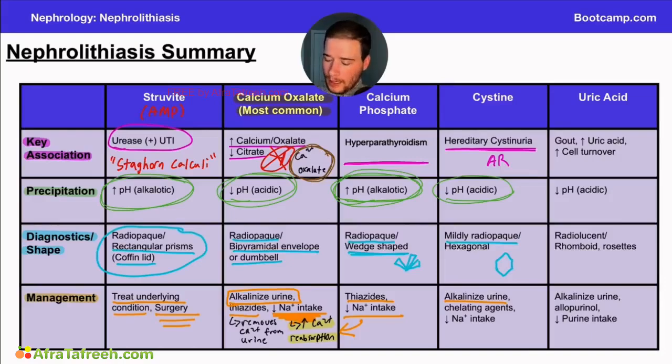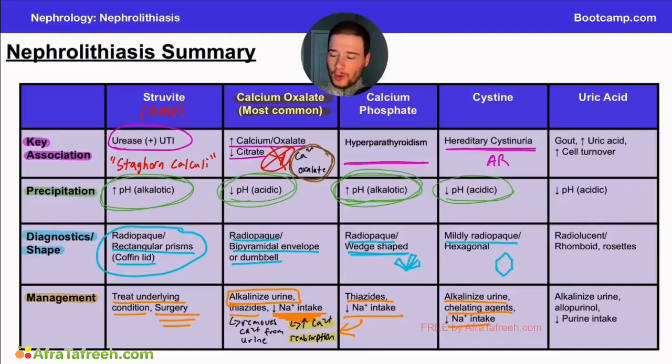We would also look at chelating agents such as penicillamine to actually bind to the substances that are going to form the stones. And finally, we can decrease our sodium intake because a high sodium intake actually leads to an increased amount of cystine excretion in the urinary system. Although the mechanism is not very well known, it's an association that we should be familiar with.